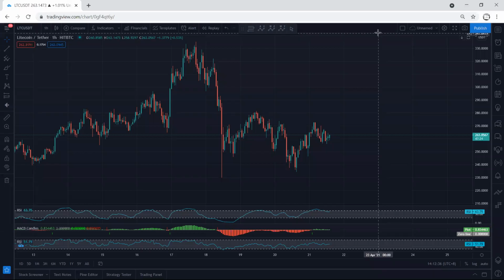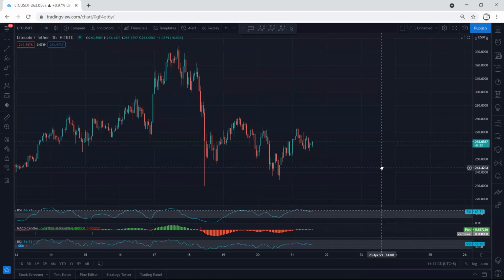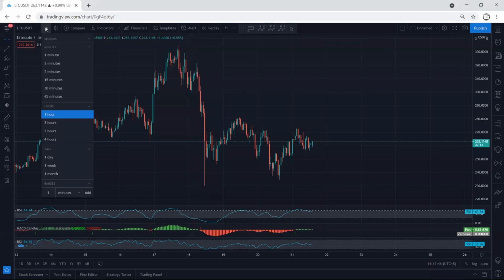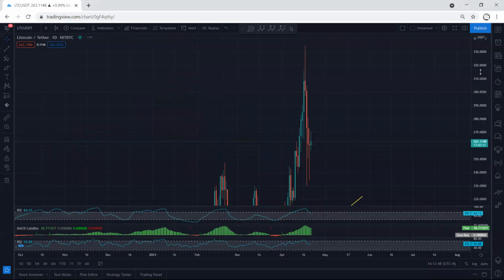LTC, we start with the 1 hour chart. If you refer to my analysis in my last video, we mentioned that if we get any correction, we can look for buy, and now we're looking at this. We want to see how we can look for a trade. Anyway, we start with the higher time frame, the daily chart.